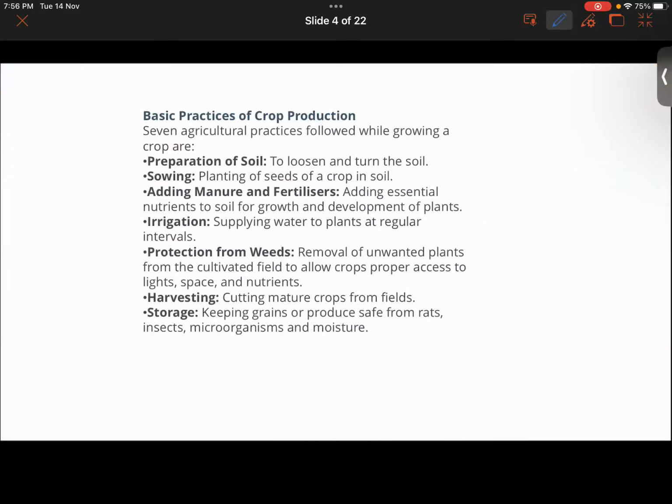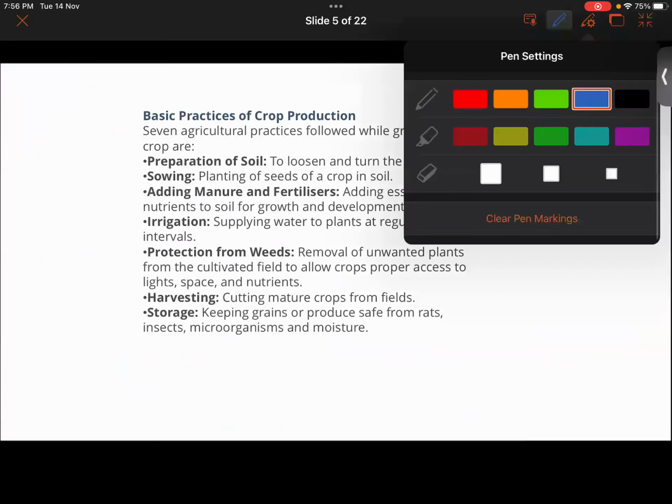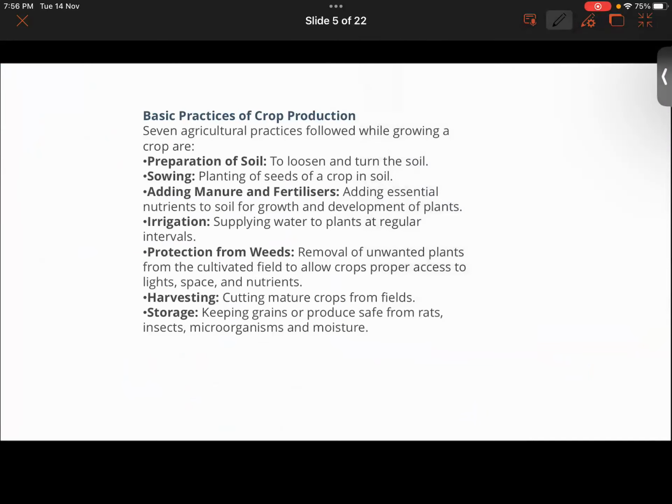Now, the basic practices that will be involved in the growth of a crop are as follows. First of all, we prepare the soil, then plant the seeds, then add manure and fertilizer. Then the land has to be provided with water, that is called irrigation. And then it has to be protected from the unwanted plants. Then harvesting, and then finally storage.